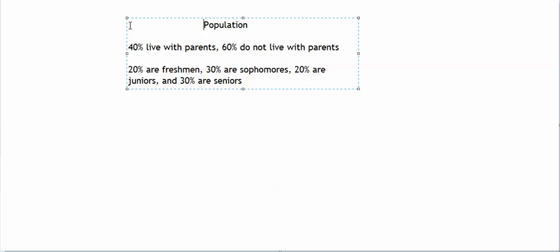Since I am selecting a sample of 100 students, a perfectly representative sample would include 40 students who live with their parents and 60 students who do not live with their parents. A perfectly representative sample would also include 20 freshmen, 30 sophomores, 20 juniors, and 30 seniors. If I ended up with that sample of 100 students, then my sample would be perfectly representative. Well, it would be perfectly representative, at least, in terms of living situation and grade level.